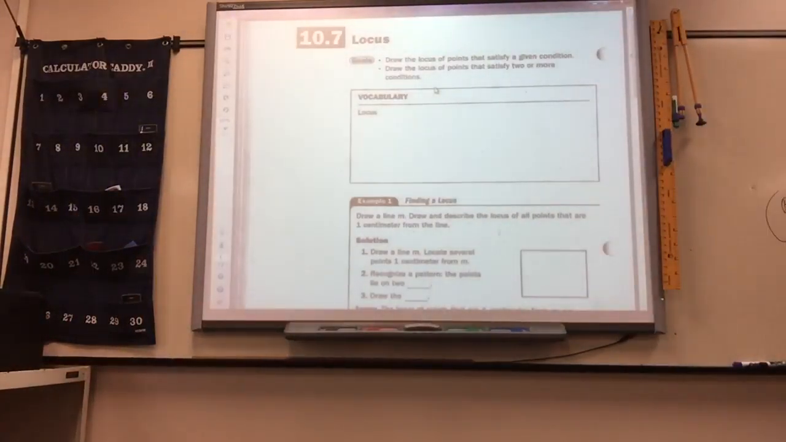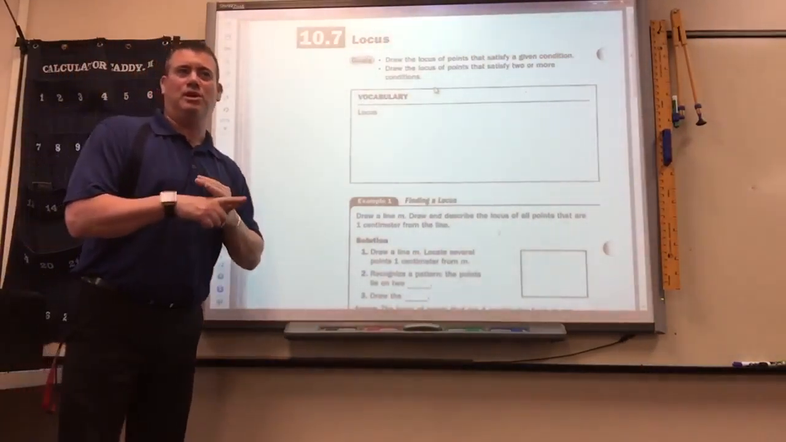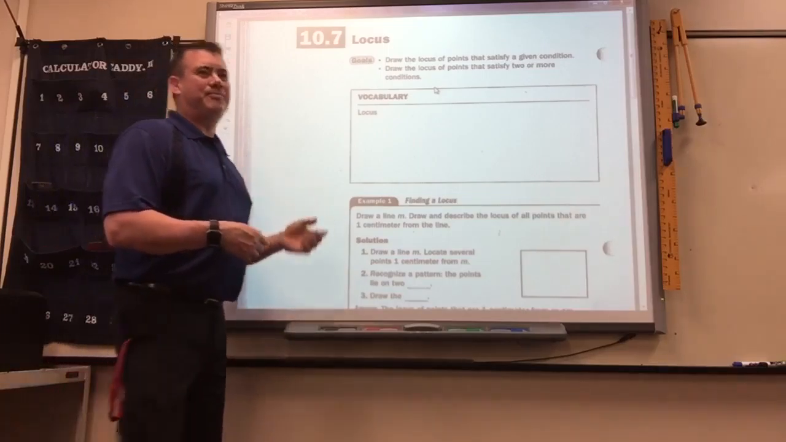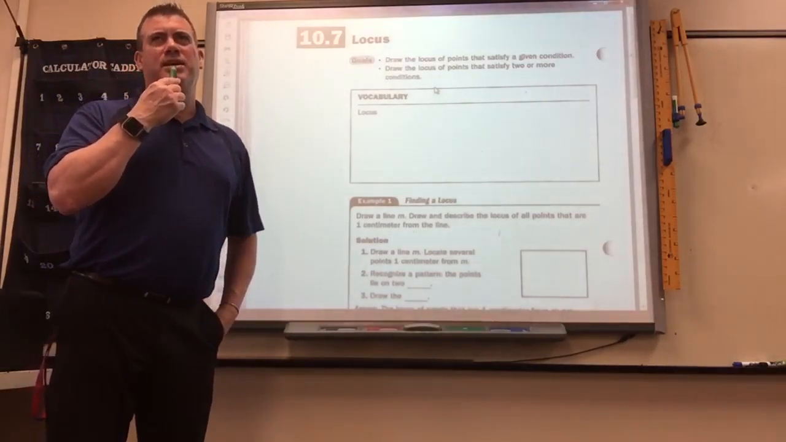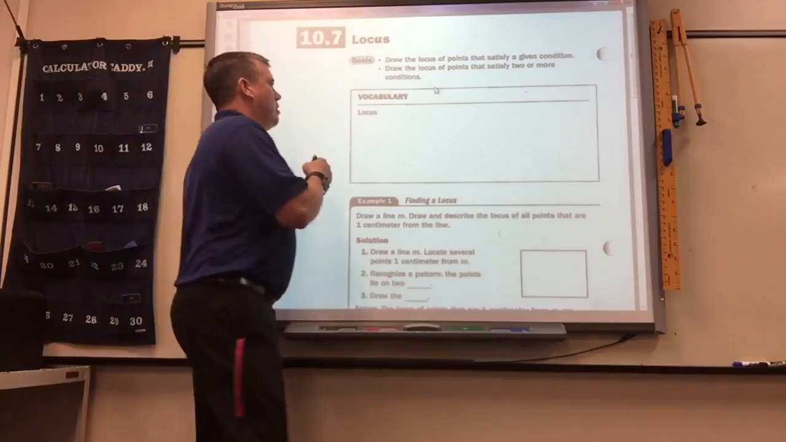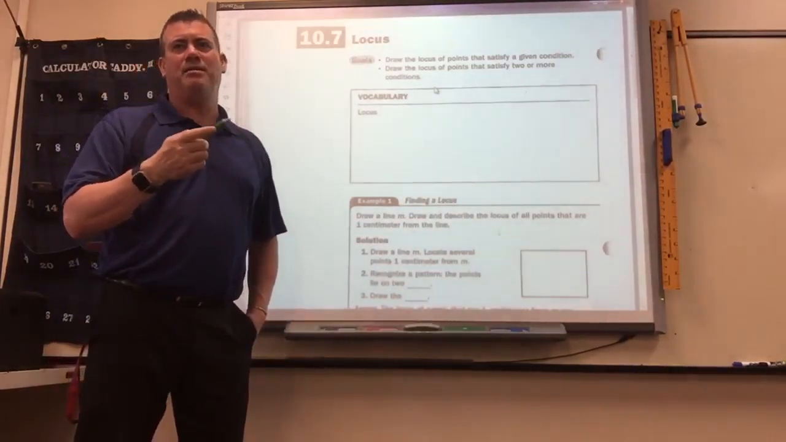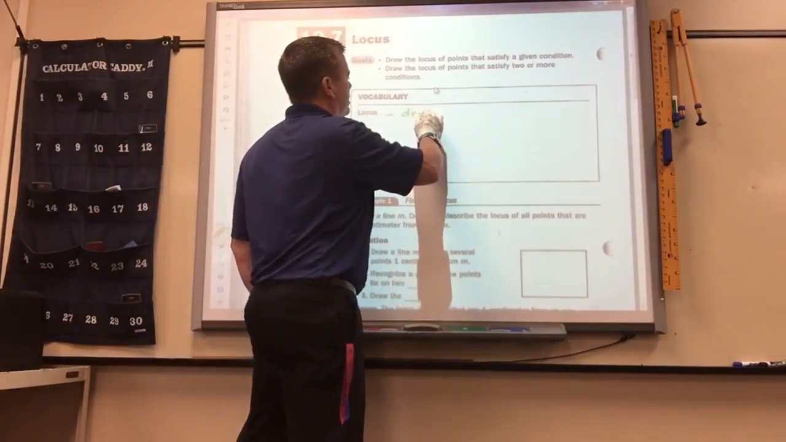Locus. This is something that you might see on an ACT test about the word locus. It's not locust. You guys know what locust means? A grasshopper. Okay. Locus is a set of points that describe a situation. The most common thing for these, it's easier to draw pictures to explain.